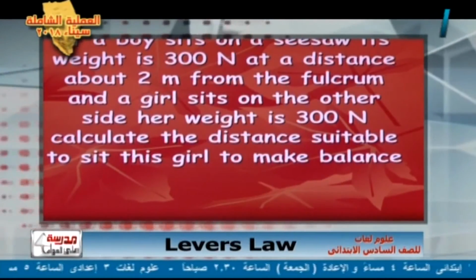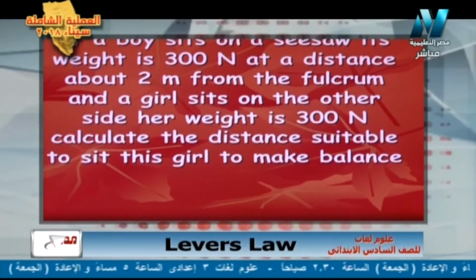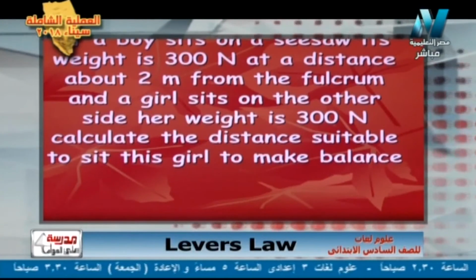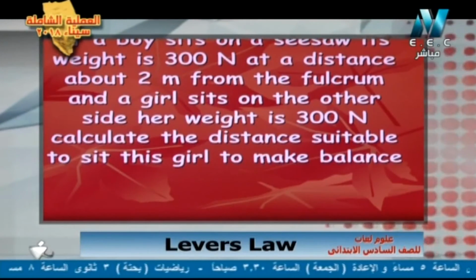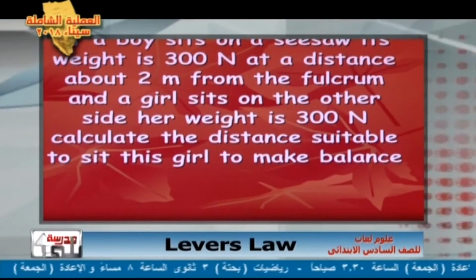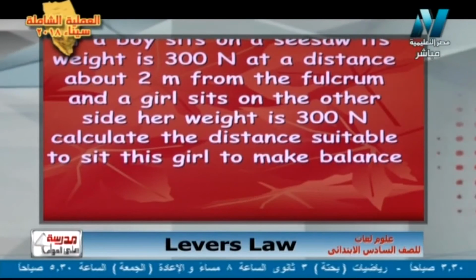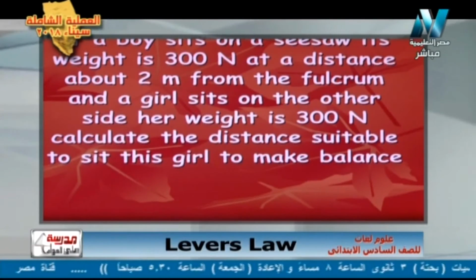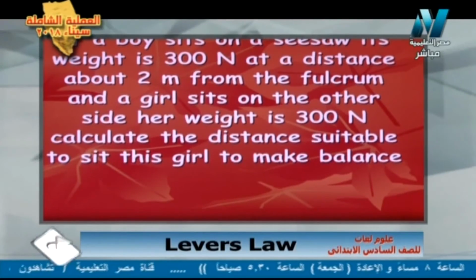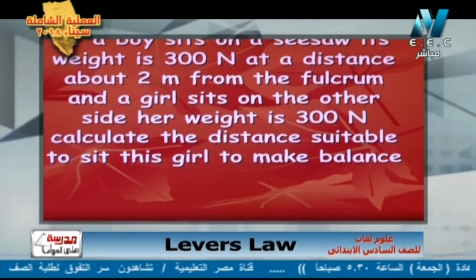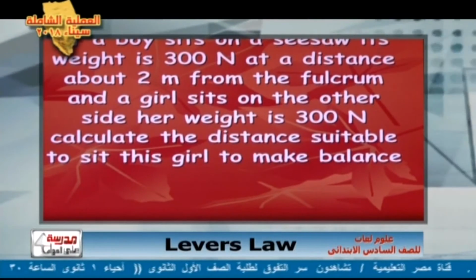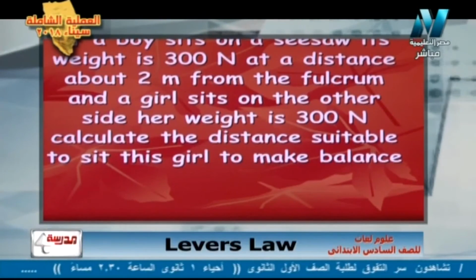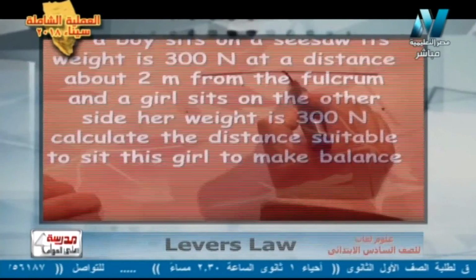Another problem. The problem says that if a boy sits on a seesaw, his weight is 300 Newton, at a distance of 2 meters from the fulcrum, and a girl sits on the other side, her weight is 300 Newton. Calculate the suitable distance for this girl to sit to make balance. Here I have a problem similar to the previous one, maybe with slightly different values, but almost the same idea. Here I have a seesaw.